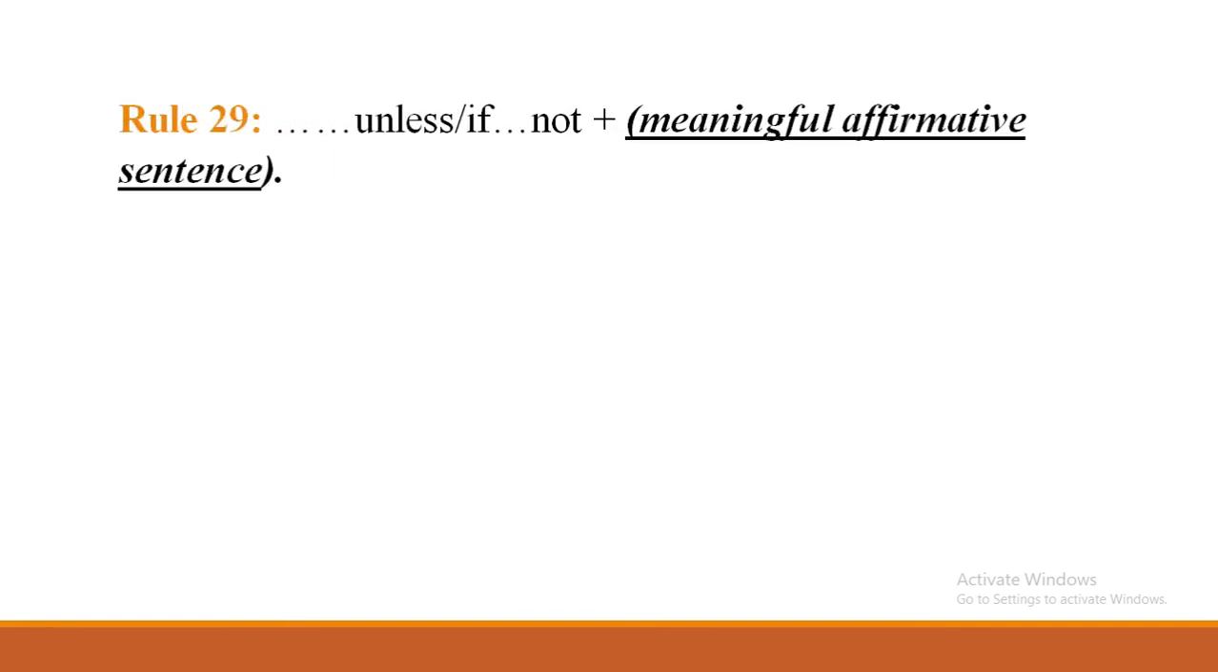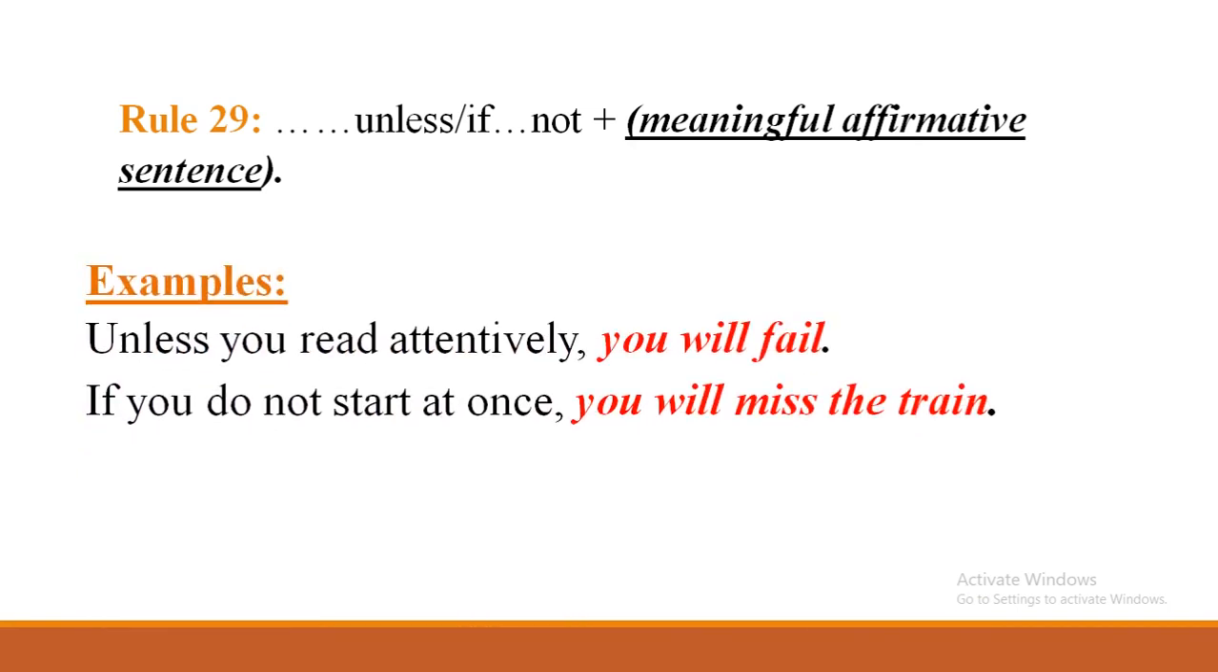29 number, unless. Unless means if not, and then you have to write a meaningful affirmative sentence. As unless is negative, in the next part you have to create a meaningful affirmative part. Examples: Unless you read attentively, you will fail. Next one, if you do not start at once, you will miss the train. Remember this, unless means if not, that is negative.